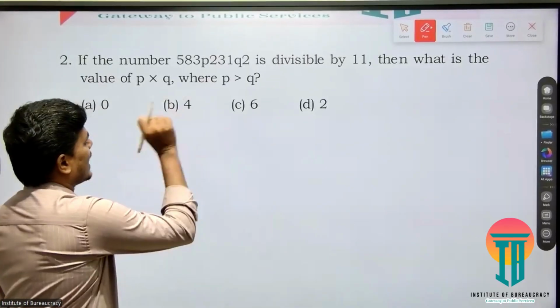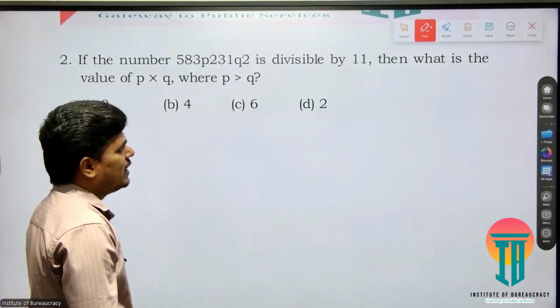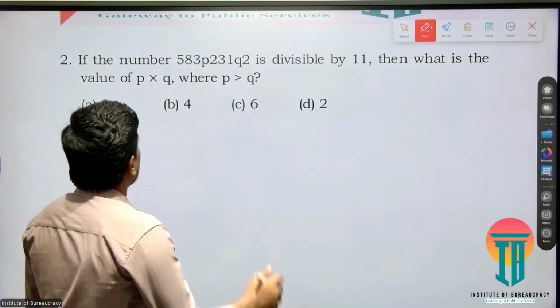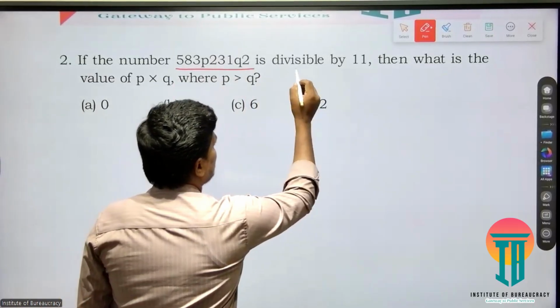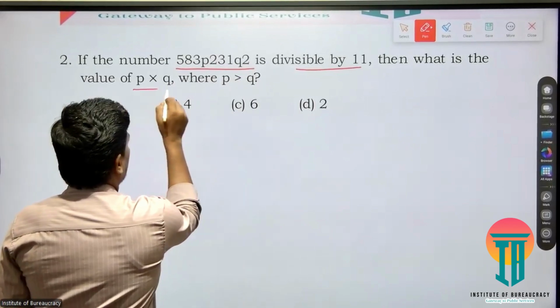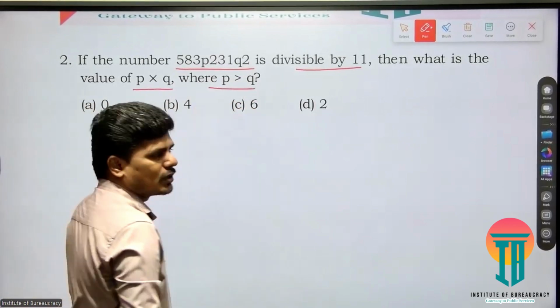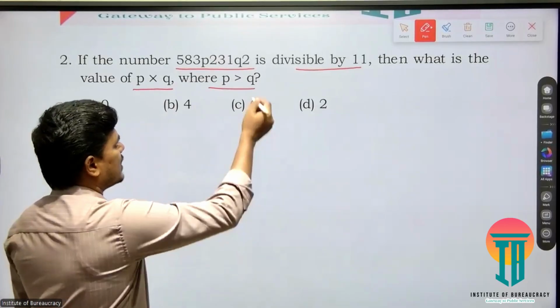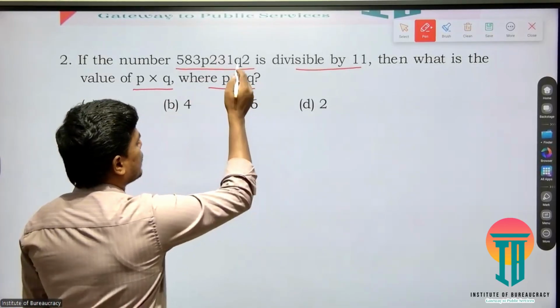Let's answer the second question on the divisibility test by 11. So they have given this number. This number is divisible by 11, they've said. What is the value of P into Q, where P is greater than Q? That's the question. Now we'll apply the divisibility test for 11 here. So what is it?